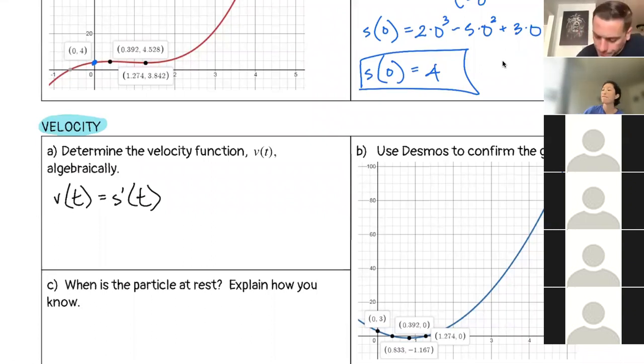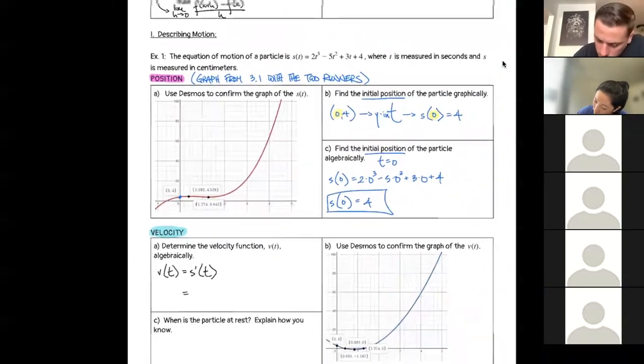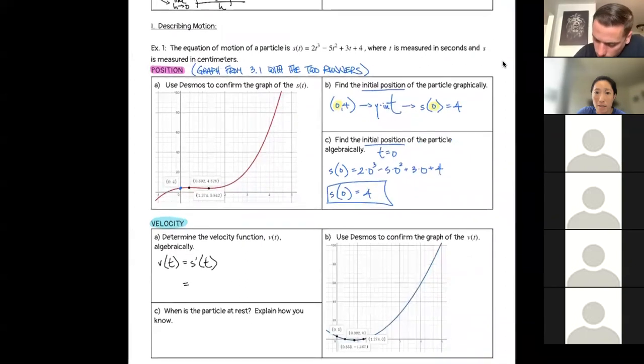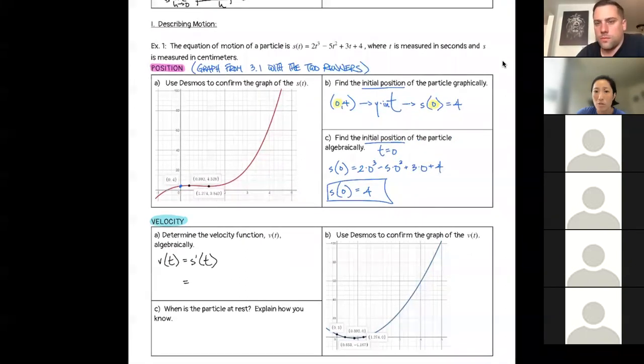Okay, let me say that one more time. Velocity is nothing more than the first derivative of position. So we have our equation for our position: 2t cubed minus 5t squared plus 3t plus 4. And when we use the power rule to find that derivative, we end up with the velocity function. In other words, the slope of this curve tells us about the velocity.